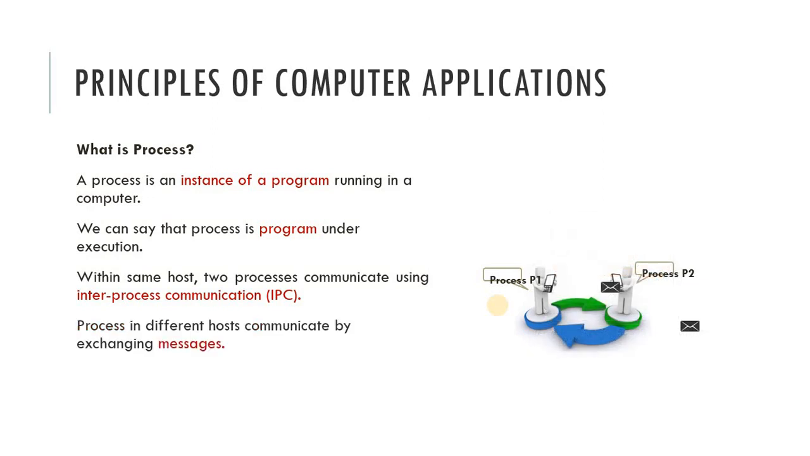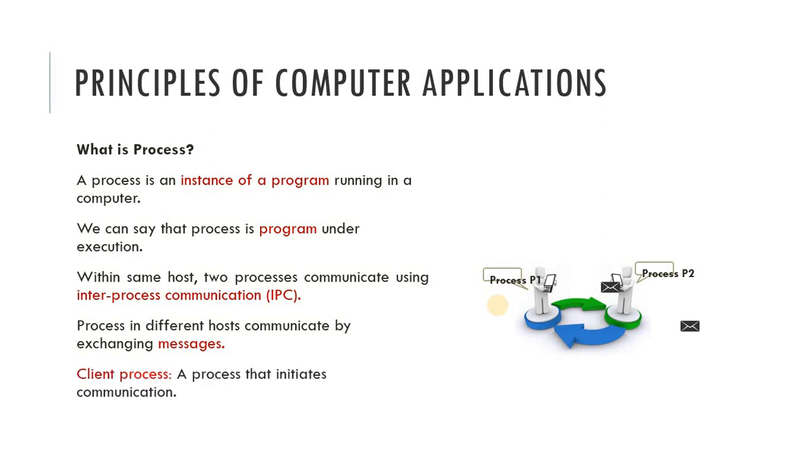Next, processes on different hosts communicate by exchanging messages. It means if the hosts are different and two processes communicate over the two hosts, then it is done via messages. They pass the messages to the other host. While if the host is the same, then it is done via IPC.